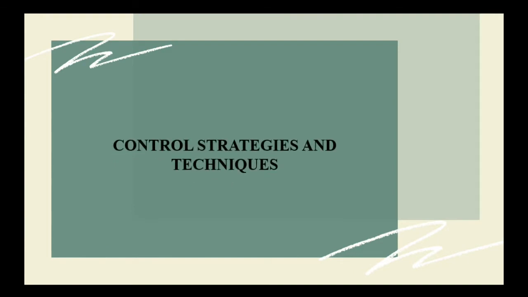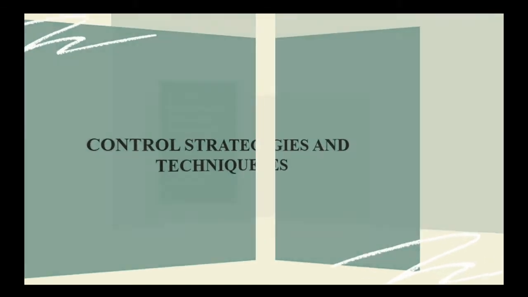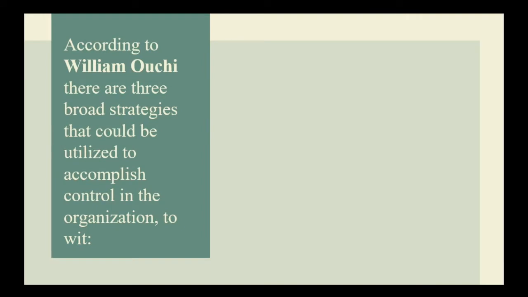And so let's proceed with control strategies and techniques. So according to William Ouchi, there are three broad strategies that could be utilized to accomplish control in the organization. And these are the following. First, we have the bureaucratic control.